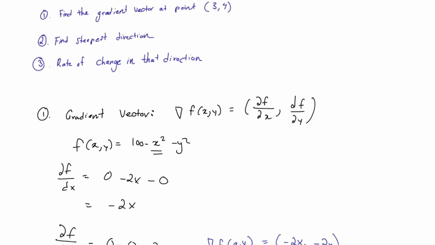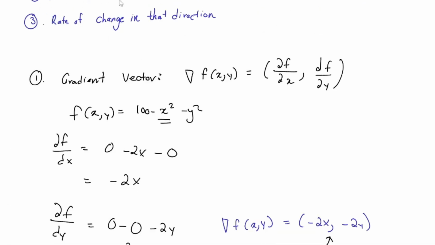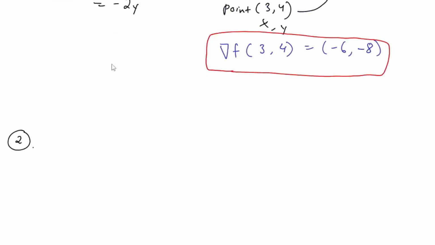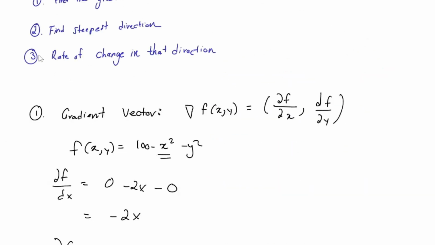Now let's move on to the second part. For the second part of our question, it asks us to find the steepest direction. Something really neat is that the gradient vector is going to point in the direction of the greatest increase of f at the point. And that is actually going to be the direction of the steepest ascent. So we can technically state that the steepest direction, or ascent, is basically towards what we've got here, which is going to be (-6, -8).